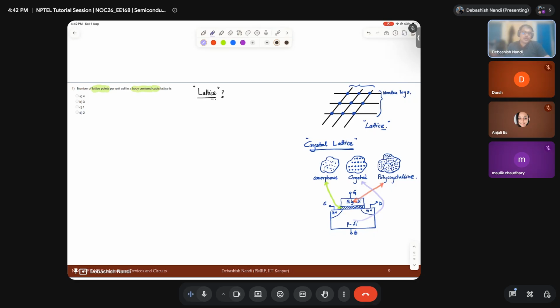As the transport happens in the crystal only, we will be more focused on the crystal, but nevertheless we need to have a fair amount of idea about polycrystalline and amorphous, all kinds of materials, because all are used in today's MOSFETs. Fine, so that is what lattice is. Now what about this body centered cubic?